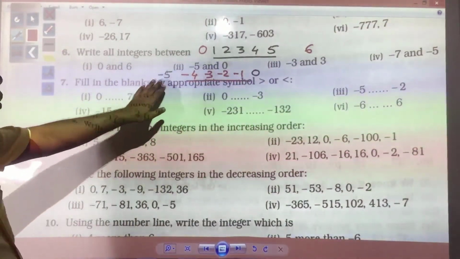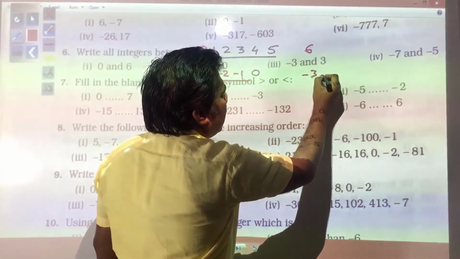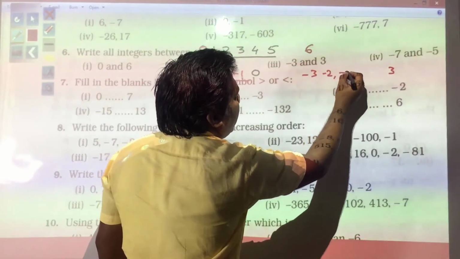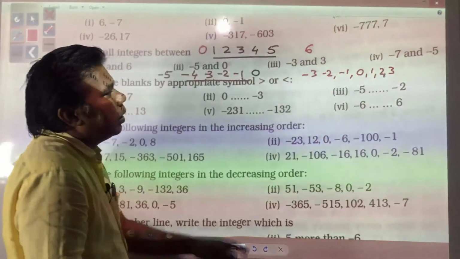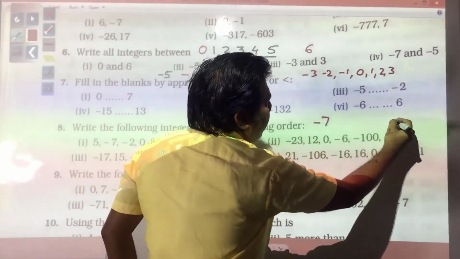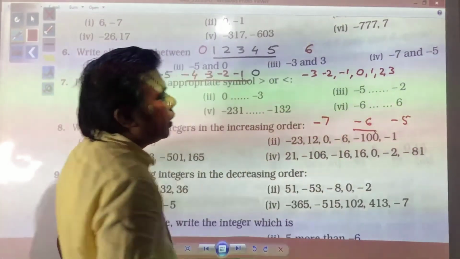So, in the same way you need to find out between minus 3 and 3. In between you will have minus 2, minus 1, 0, 1 and 2. Between minus 7 and minus 5, you will have minus 6.